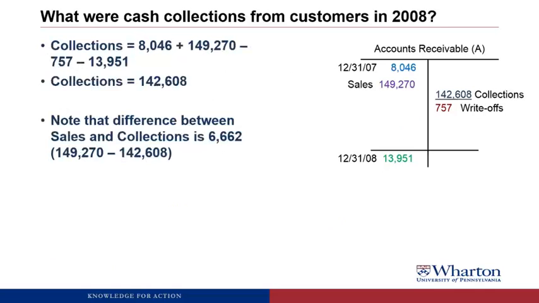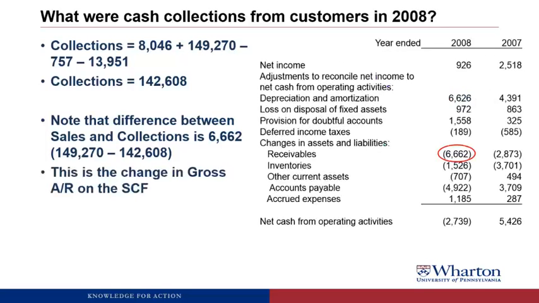So if we take 8046, the beginning balance, plus sales, minus write-offs of 757, minus the ending balance of 13,951, we end up with collections of 142,608. Now notice the difference between the sales and the collections is 6,662, where we've seen that number before: that was the change in receivables on the cash flow statement. So that 6,662 was the increase in gross receivable, the sales minus the collection.